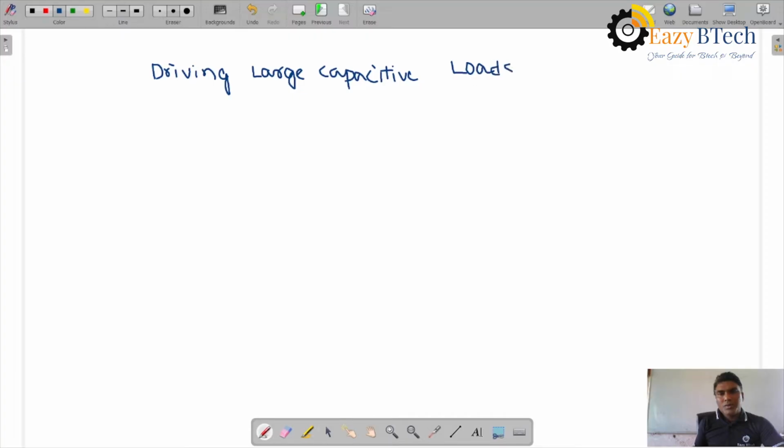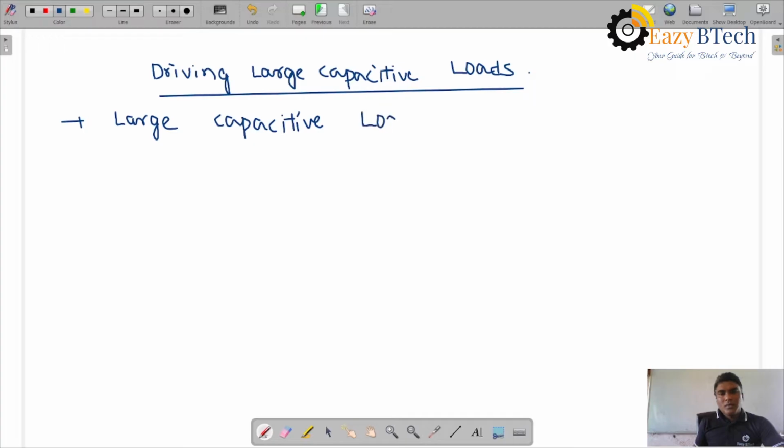Large capacitive loads are required. So when driving from on-chip capacitance to off-chip capacitance, large capacitive loads are required.